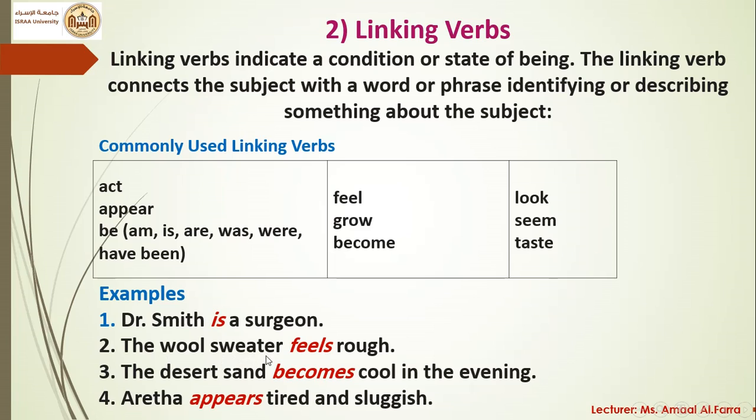Number 2, the wool sweater feels rough. Feels also is a linking verb. The desert sand becomes cool in the evening. Becomes is a linking verb. Aretha appears tired and sluggish. Tired and sluggish. These words are connected by the linking verb to describe something about the subject, that is Aretha. So they are saying something about the subject, connected with it by using the linking verb appears.